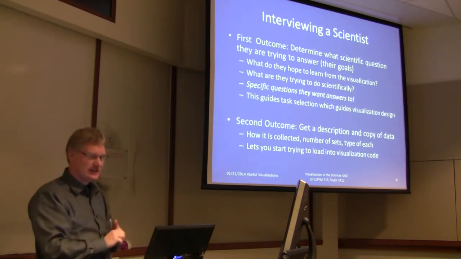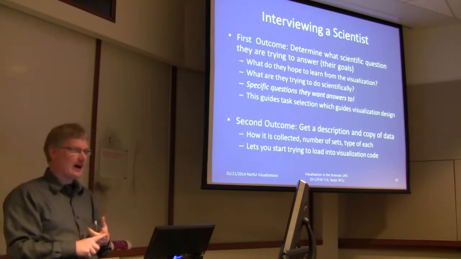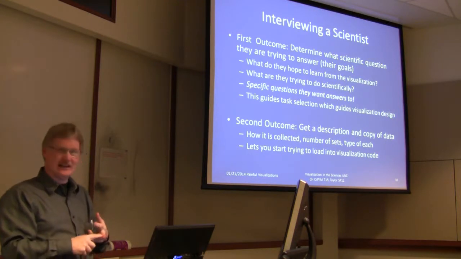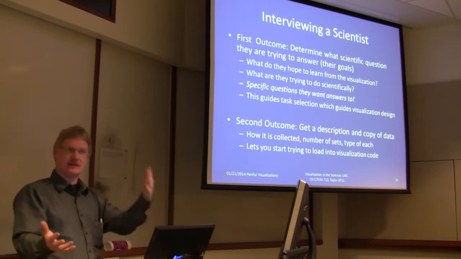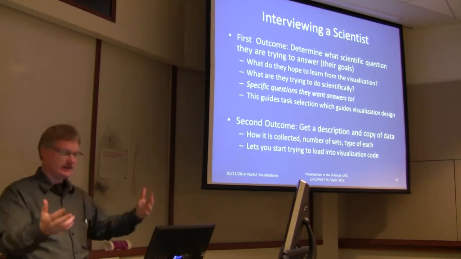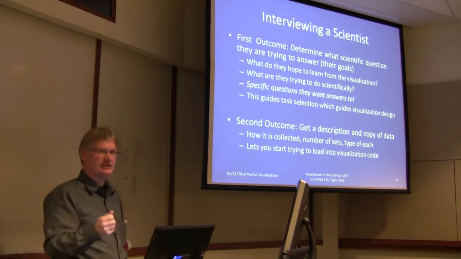The second outcome is to get a description of and a copy of the data set, right? So how was the data collected? How many data sets are there? The type of each? Are they scalar fields, vector fields? If they're scalar fields, are they nominal? Are they interval? Are they ordinal? All of this. And then get the data set, so it lets you start getting into the visualization code, right?